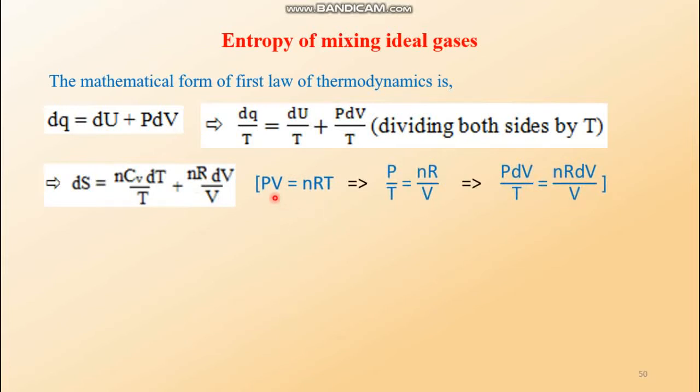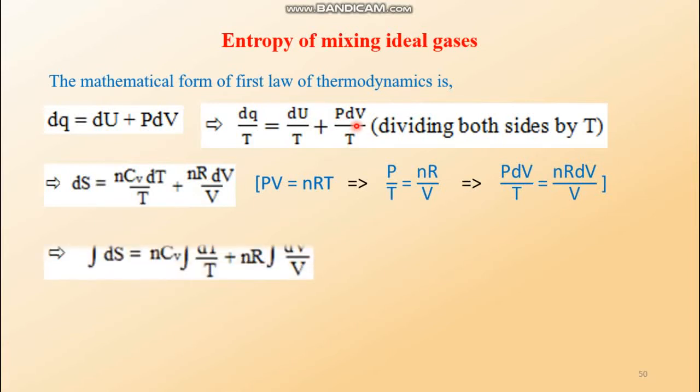We know the ideal gas equation is PV equals nRT. So if we cross multiply T from the right to left and V from left to right, then we get P by T is actually nR by V. So P by T dV becomes nR by V dV. Okay, so we have written here nR by V dV in place of P by T dV.